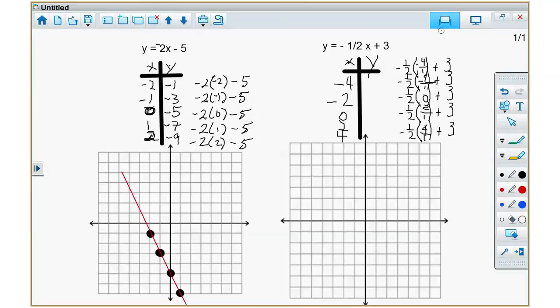Positive 2. And that's 2 plus 3 is what? 5. What's negative 2 over negative 2? 1 plus 3? 0 plus 3? Now you see a pattern. 5, 4, 3, 2, 1. Good job.